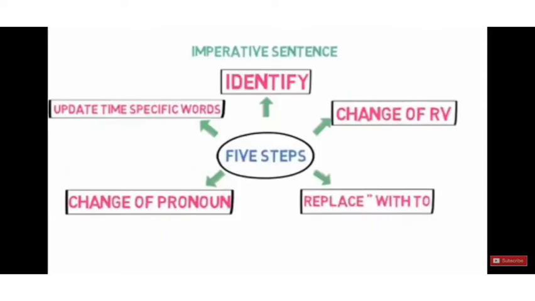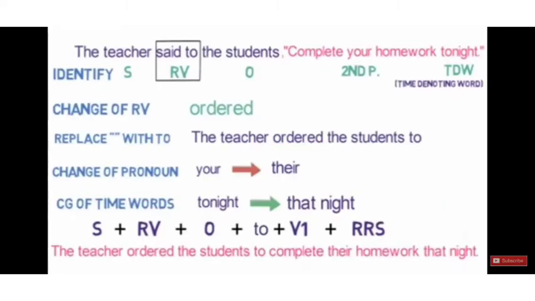Let's understand the application of this 5-step formula with an example. The teacher said to the students, "Complete your homework tonight." Step 1 is to identify. Here the teacher is the subject, students is the object, said to is the reporting verb, and your is the second person.